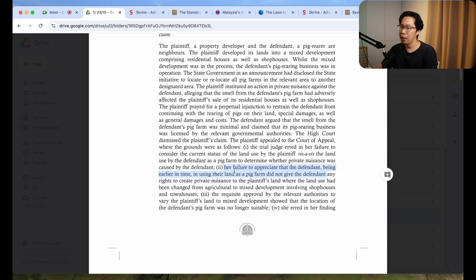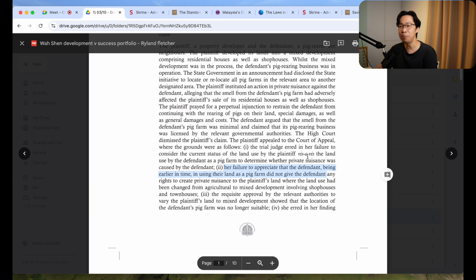What he was saying is that the trial judge, the High Court judge, says the pig farm was there first. So now you as a developer, if you go beside the pig farm, you should know the pig farm was there, then you shouldn't buy the land and build the house there. Then they argue to the Court of Appeal and say, what ridiculous decision is that? Just because the pig farm is there, I cannot go there. The pig farm should make sure that the smell doesn't come out and disturb other people.